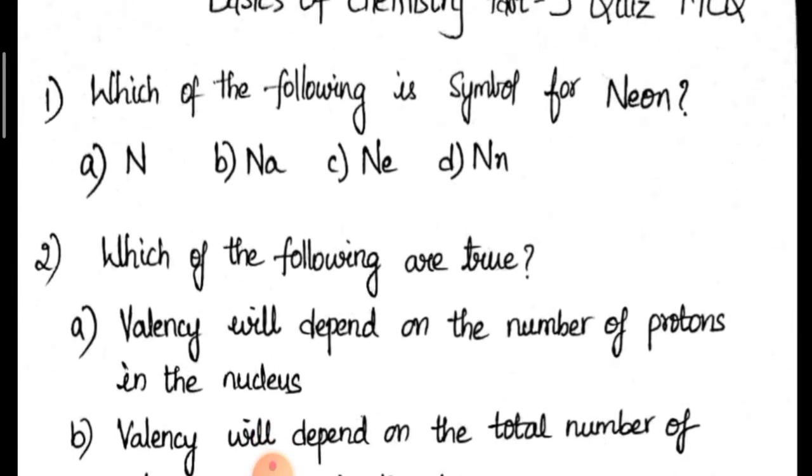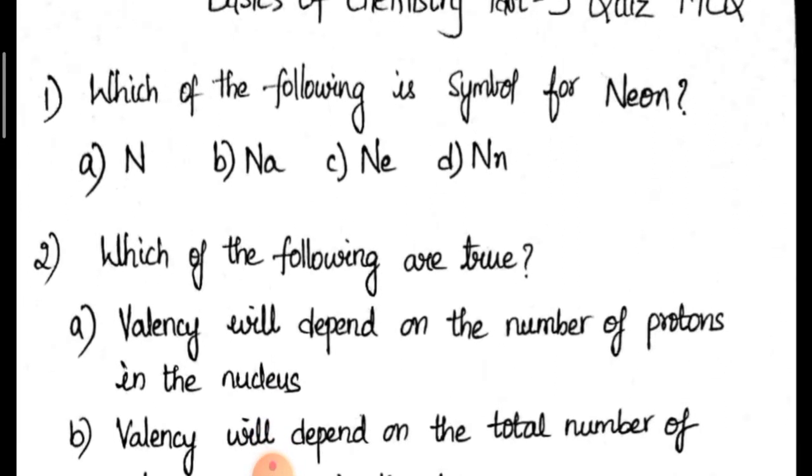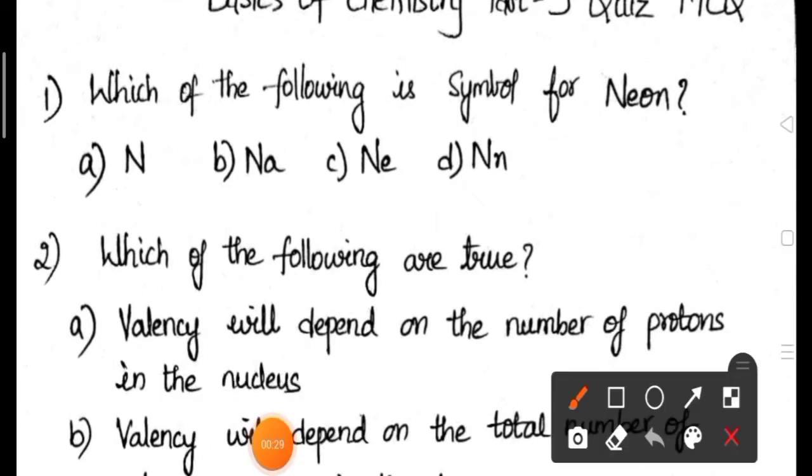The first question: which of the following is the symbol for neon? It is very easy, a direct bit. The symbol for neon is Na.